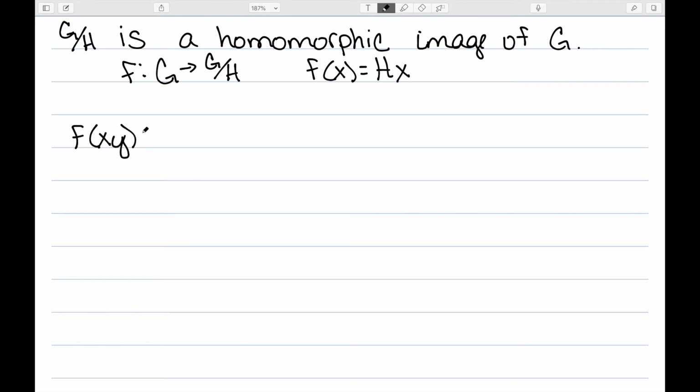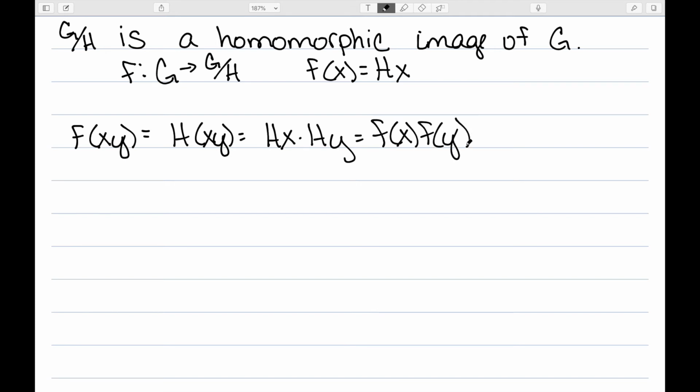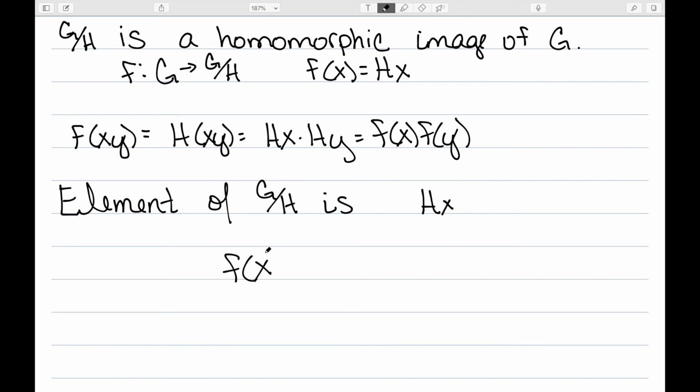So I need to show that this is a homomorphism. So f of xy, this would be Hxy. The definition of coset says this is HxHy, which is f of x times f of y. So it is a homomorphism. It also needs to be surjective, but that's pretty clear. Every single coset, so every element of G mod H, is of the form Hx. So we'll just put f of x equal to Hx. So that does show it's surjective. So there is a surjective homomorphism from G to G mod H, so it is a homomorphic image.